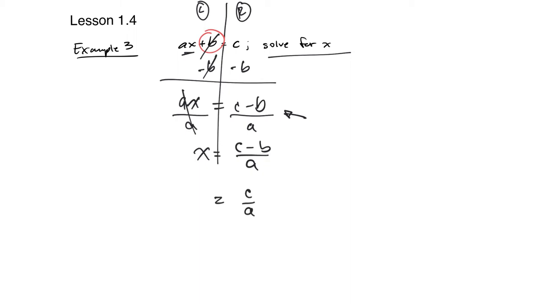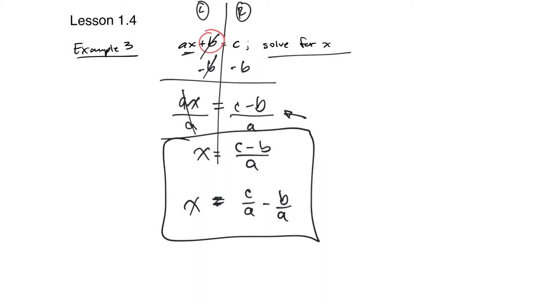It can also be written as c divided by a minus b over a equals x. Both of these are correct. Sorry about the little messing up the screen there.